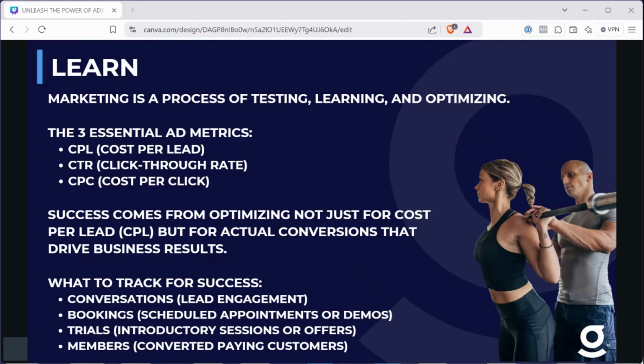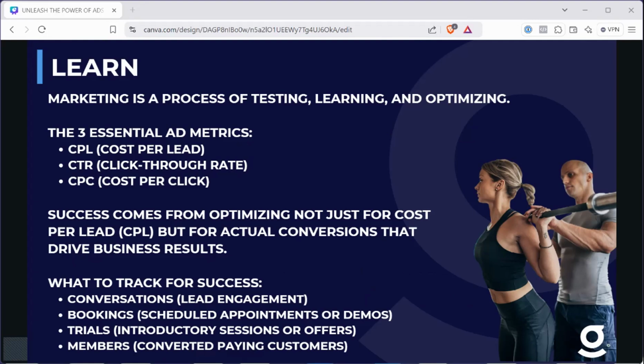So as you guys know, not telling you something that you probably don't know, but marketing, of course, is a process of testing, learning, and optimizing. We're always testing, we're always learning, optimizing. We're doing that with all our clients every single day of the week.